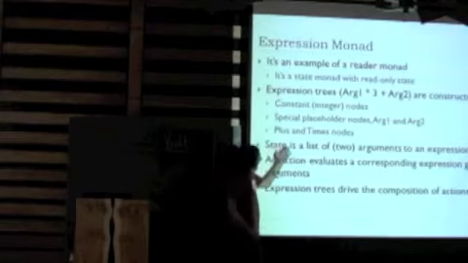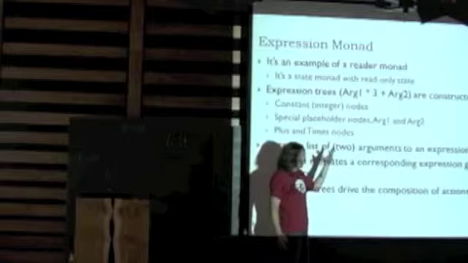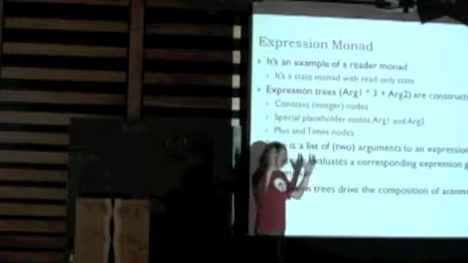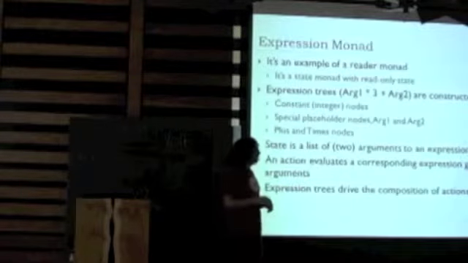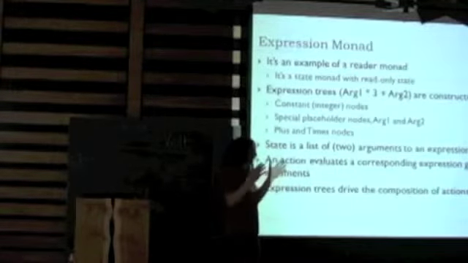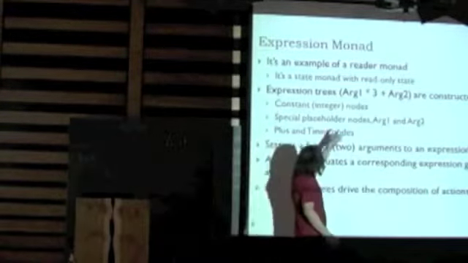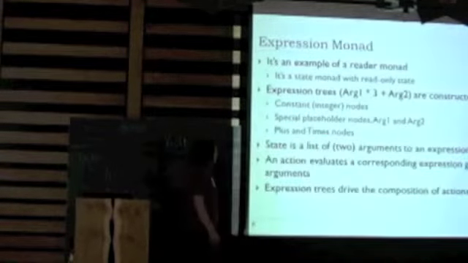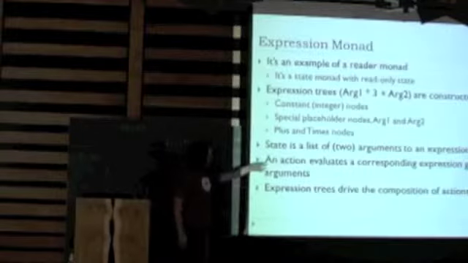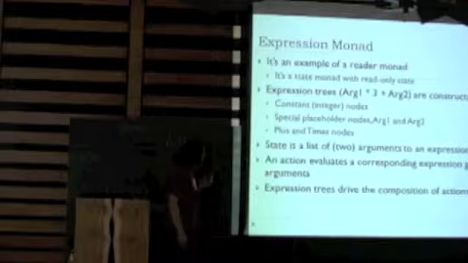State in this case will be this list of 2 arguments, right? 2 values that I'm going to pass. So it's like I'm constructing a lambda of 2 arguments, and when I'm done, I'll be executing this lambda by passing it the values that will be put in place of arg1 and arg2 in this expression, right? So an action in this case will just evaluate the corresponding expression.